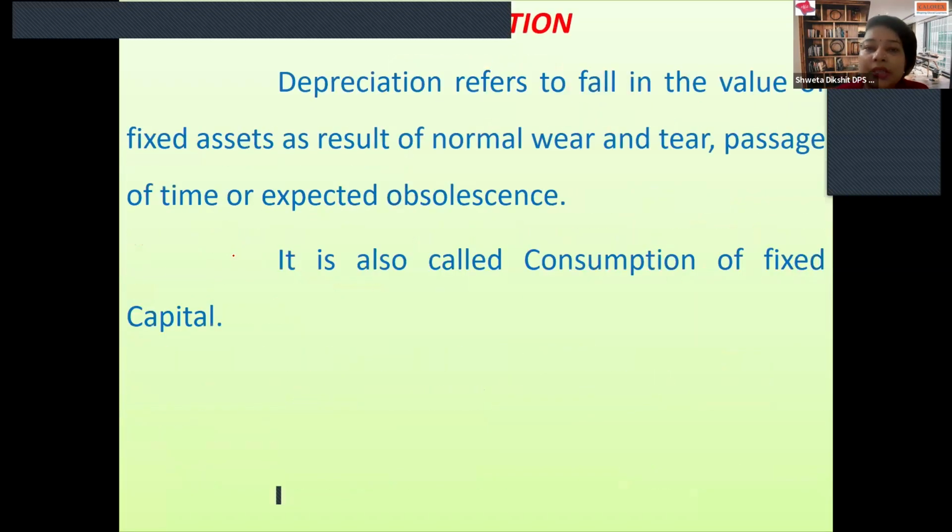Now proceeding to the next topic, that is depreciation. Depreciation is nothing but the fall in the value of fixed assets. It can be because of time, because of wear and tear, because of obsolescence, because of technological advancement, and many more. For example, typewriters are no more in use. That means their value has actually depreciated because they have been replaced with new technology. So basically, it is also called consumption of fixed capital. So in your numerical, you can also get depreciation with the name of consumption of fixed capital.